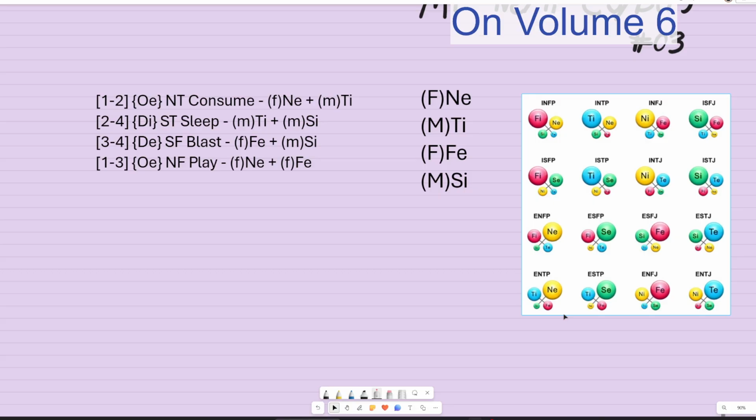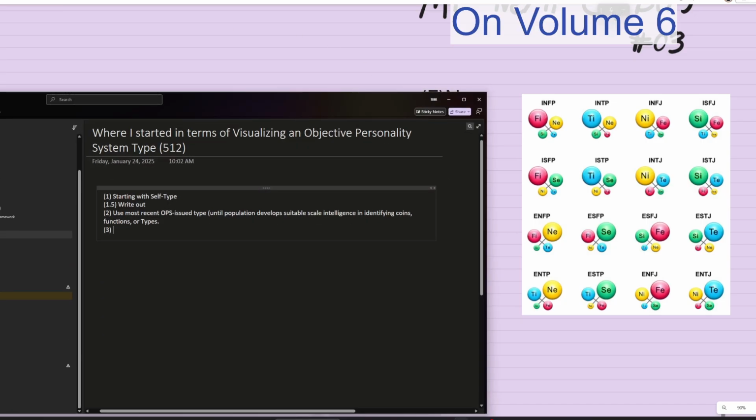Where would that information be? To get an understanding of what that difference looks like, what that difference sounds like, what that difference smells like in terms of psychological functions and psychological types. I started this off making an attempt to answer the question where I started in terms of visualizing an objective personality system type. 512.